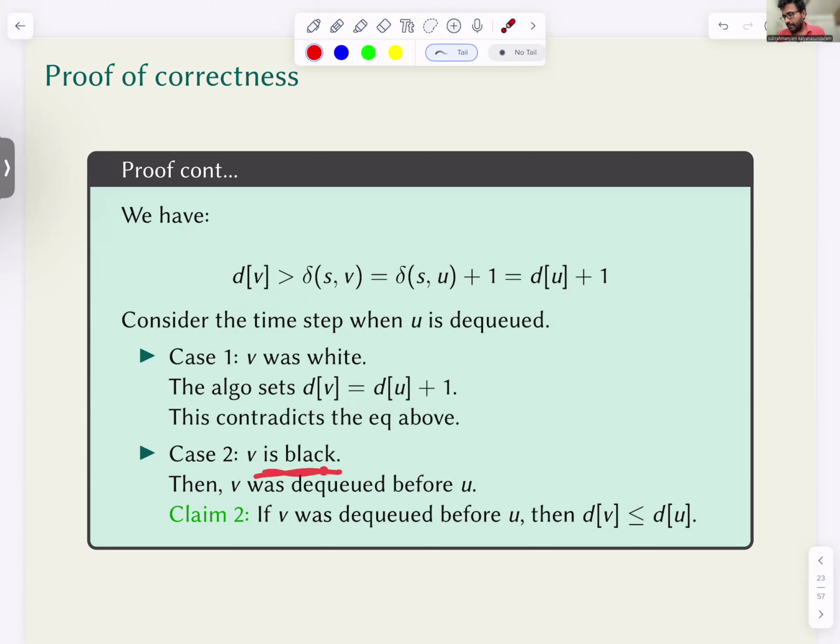Suppose v is black, meaning v has already come into the queue and gone. Then we will say that in that case dv will be less than or equal to du. If v was dq'd before u, then dv will be less than or equal to du. This is another claim that we will see, meaning the queue values only get bigger, never get smaller. So this is a contradiction: here we are saying that dv is strictly greater than du plus 1, and this contradicts that.